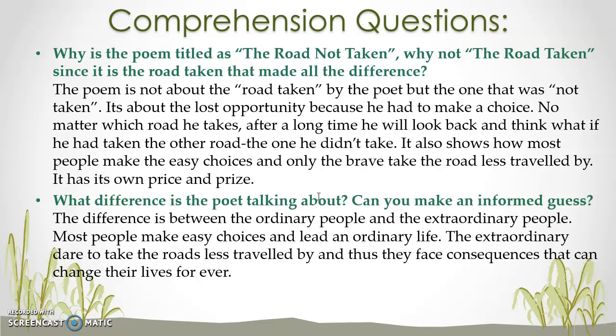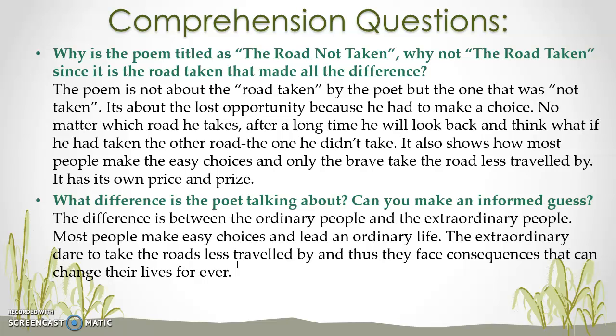What difference is the poet talking about? Can you make an informed guess? The difference is between the ordinary people and the extraordinary people. Most people make easy choices and lead an ordinary life. The extraordinary dare to take the road less traveled by, and thus they face consequences that can change their lives forever. So he is actually standing there thinking which road to take, but a lot of people don't even do that. They just take any road without even bothering to think about the consequences of their decisions.